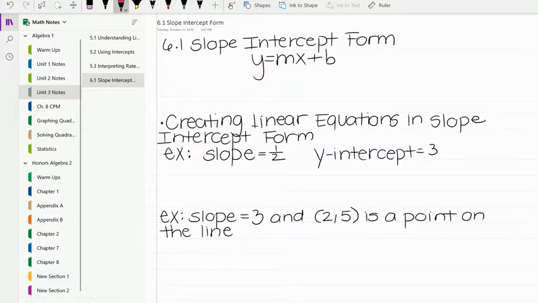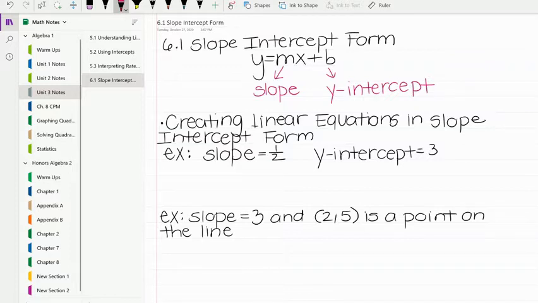Throughout Module 6, we're going to be looking at slope-intercept form and point-slope form and standard form. First we're going to identify what this m is. The m represents the slope or the rate of change, which is what we spent the whole last section talking about. The b represents the y-intercept, which is what we spent the section before talking about. Remember, the y-intercept is where the graph crosses the y-axis.